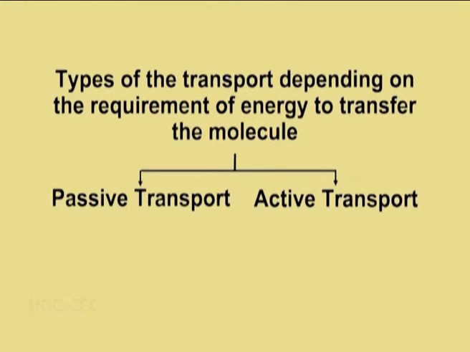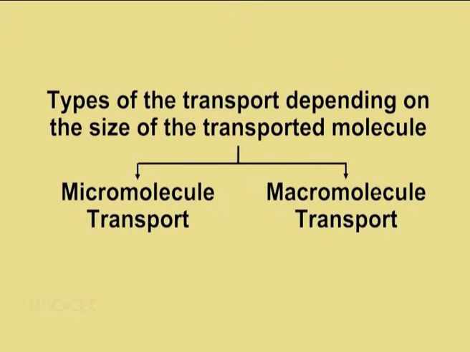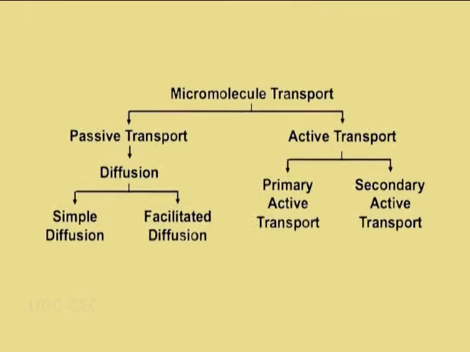Depending on the requirement of energy to transfer the molecule through the plasma membrane, there are mainly two types of transport: number 1, passive transport, and number 2, active transport. On the other hand, depending on the size of transported molecules, membrane transport can be divided into micromolecule transport and macromolecule transport. The macromolecule transport requires energy and hence it comes under active transport, whereas micromolecule transport can be either passive or active type.